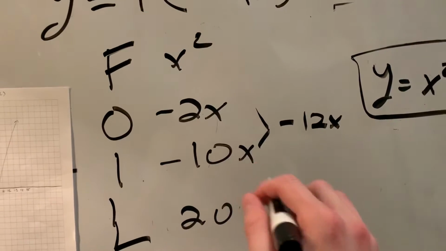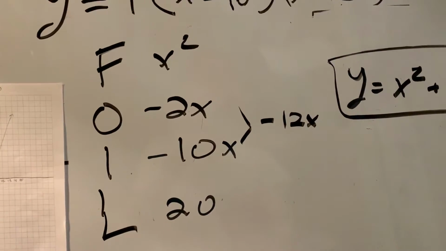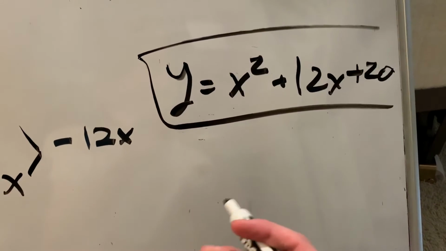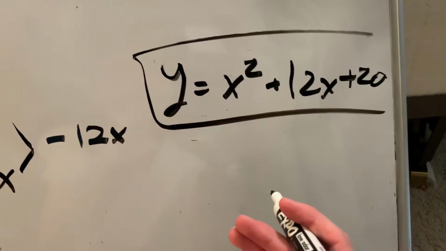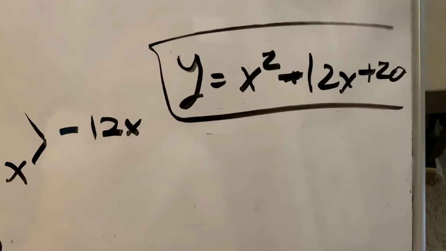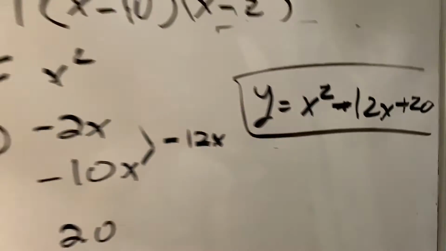We're going to combine these two in here just to simplify to negative 12x and put it all together. So we have y is equal to x squared plus 12x plus 20. Let me make a nice correction right there. That is a minus. Alrighty.